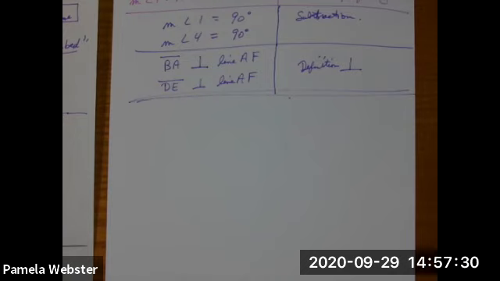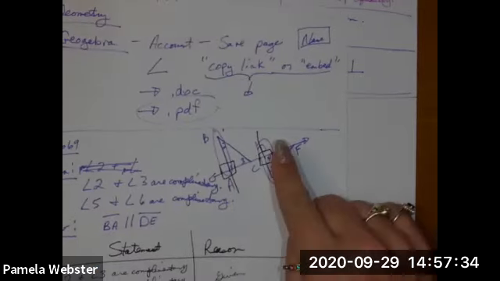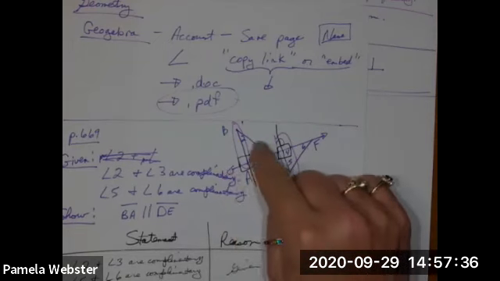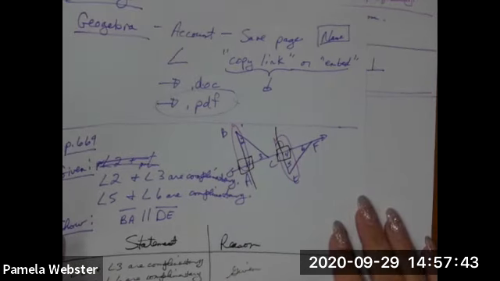All right, so we're almost there. Now we need to convert. This guy's perpendicular to this guy. This guy's perpendicular to that guy, so therefore these two are parallel. Anybody got it yet?